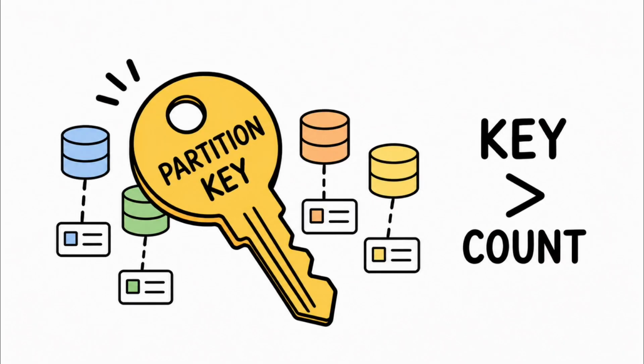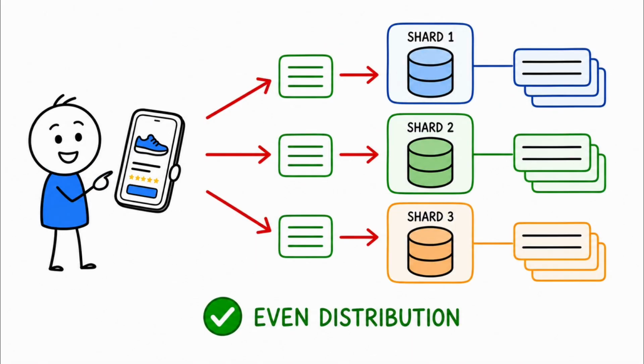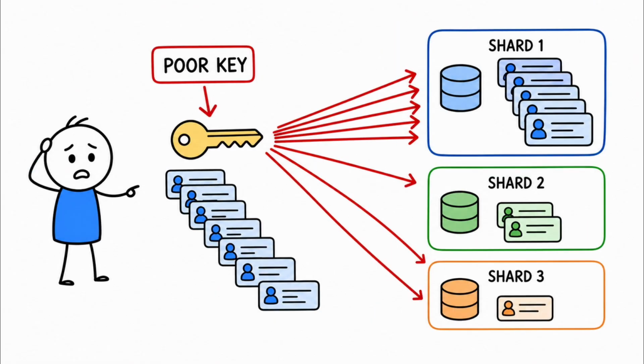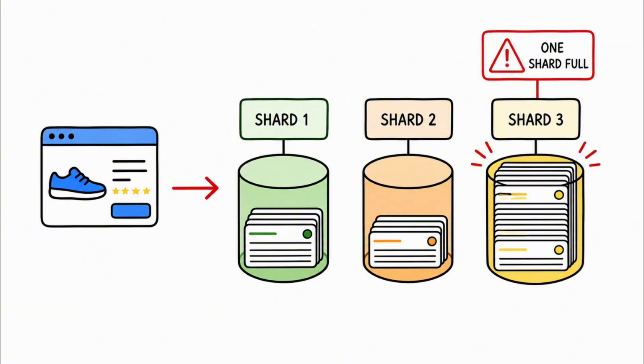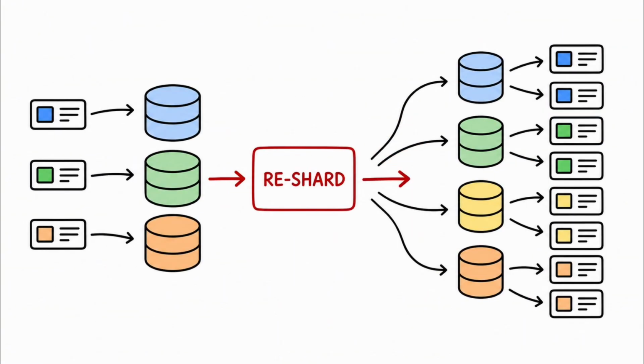The most important choice is not the number of shards. It is whether the partition key distributes both data and traffic evenly. A poor key can place too much activity on one shard. That overloaded shard becomes a hot partition, while others remain quiet. Growth can also fill one shard earlier than expected. Then the system must reshard, change its routing rule, and move existing data.